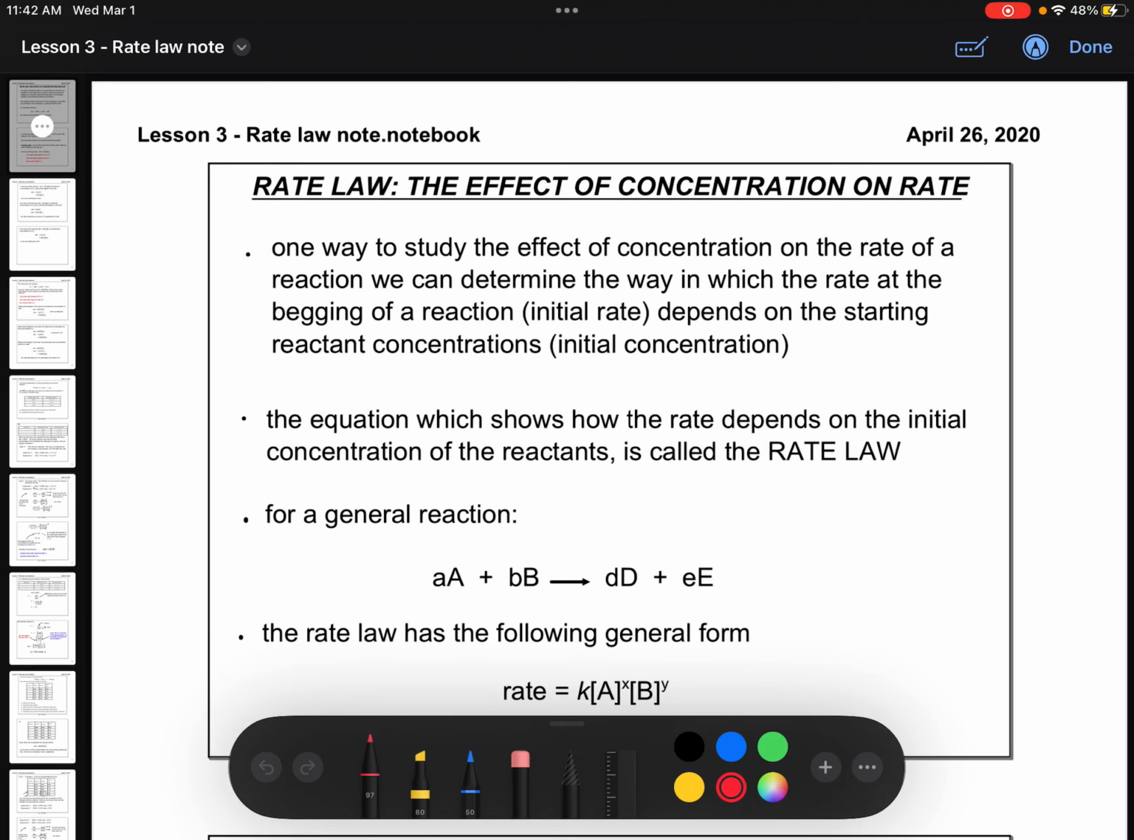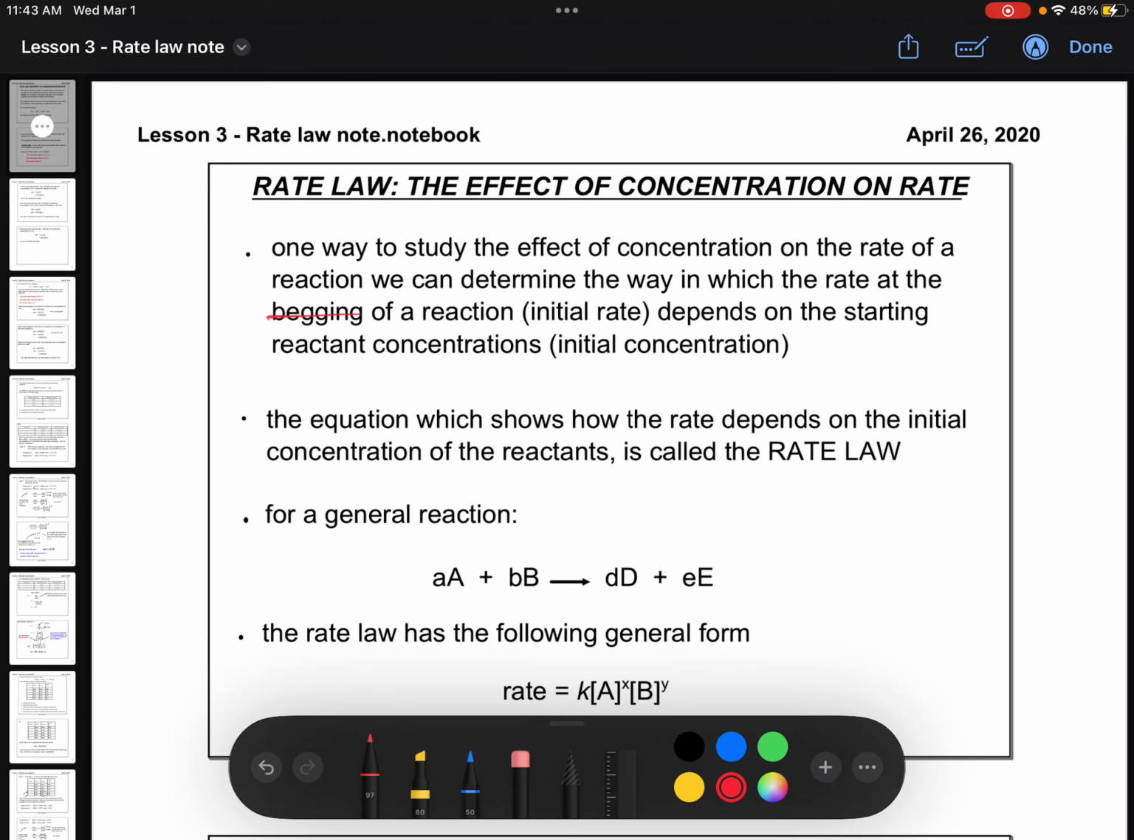Hi everyone, so today we're going to be looking at rate law, and the effect that concentration has on the rate. One way that we can study the effect of the concentration on the rate of reaction is to determine the initial rate, the rate at the beginning of a reaction. It depends on the starting reactant concentrations, which is our initial concentration.